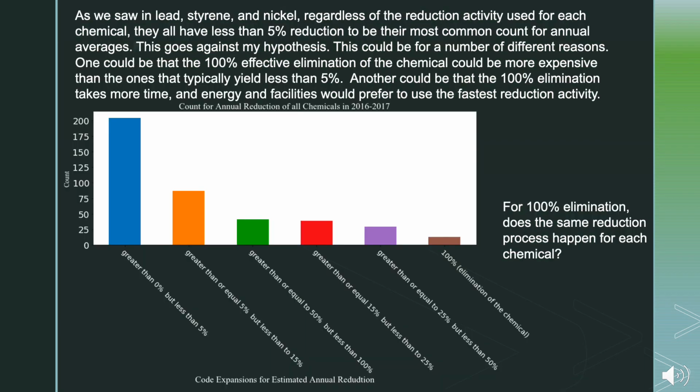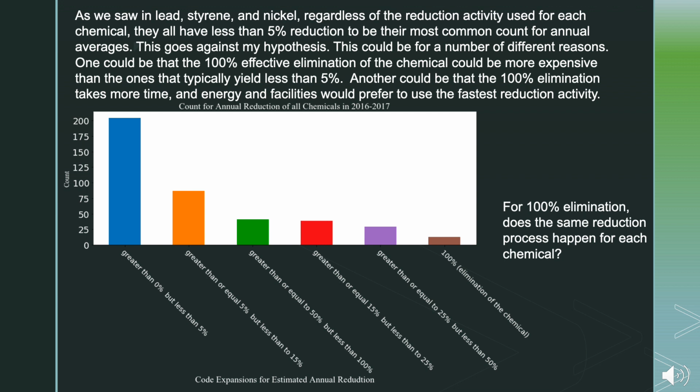Overall, in the whole entire table, the most common annual reduction percentage is less than 5%. I do believe this could be related to how expensive the reduction processes are, and that most of the reduction processes that are shorter and more cost-effective yield a less than 5% effectiveness. Looking over to the right, at the low percentage rate of 100% yield, I think this would have to do with the cost and the process of the 100% elimination.